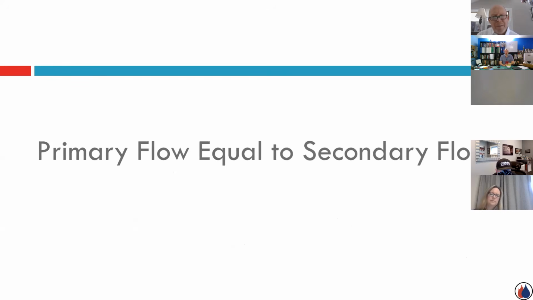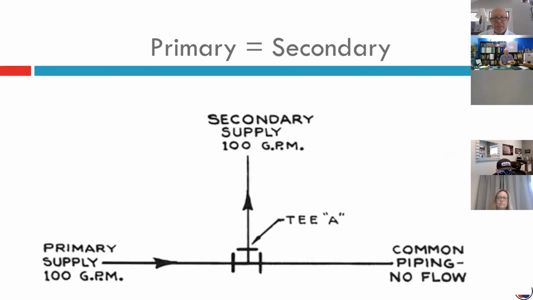You could have an example where the primary is equal to the secondary. In this case, if the primary was only providing 100 and the secondary only wanted 100, when the secondary pump came on, there would be no flow in the common. 100 would come back down that other T and back onto the primary, but there'd be no flow. There'd just be water sitting there. And if this secondary pump was to shut off, you'd immediately have 100 gallons a minute moving across the common back into the primary.